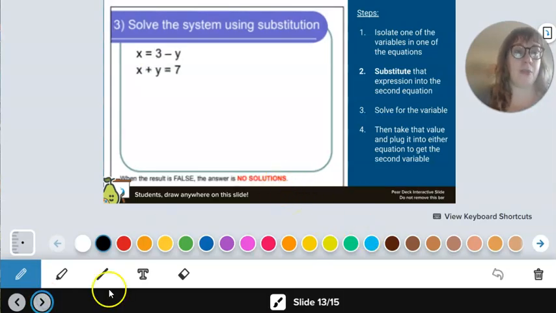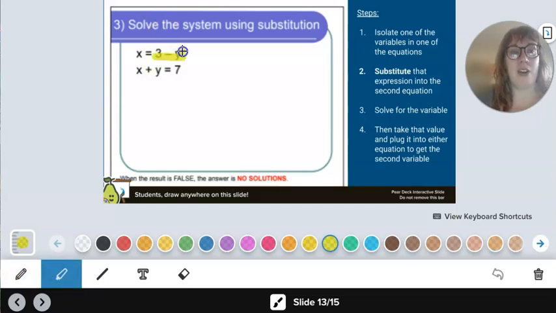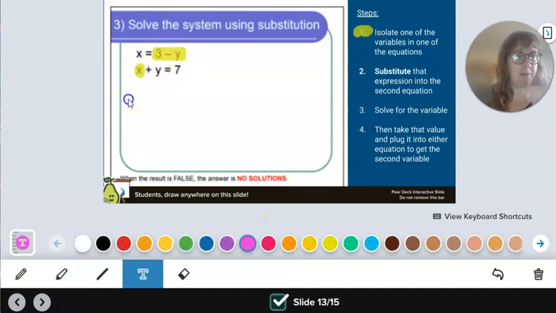So we have x equals 3 minus y. Notice this is already isolated. This has step 1 already completed. We love when that happens. So 3 minus y is equal to x. So we're going to plug it in for x. So we have this equation, x plus y equals 7, but now we know that x is actually 3 minus y. So I just substituted it in, wrote the same equation except for instead of an x, I put 3 minus y.